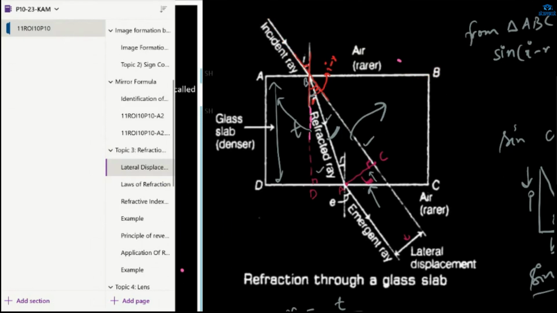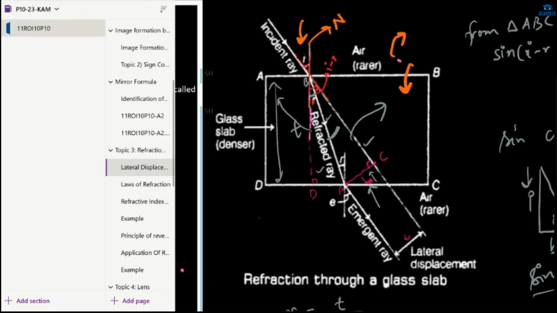An incident ray comes towards the slab, making an angle, something like I. Okay, and this is your normal. Fine, this is your normal. So it makes an angle I, and then what does it do? It gets refracted, making another angle because it bends towards the normal. Why? Because it experiences another medium, the denser medium than the previous medium.